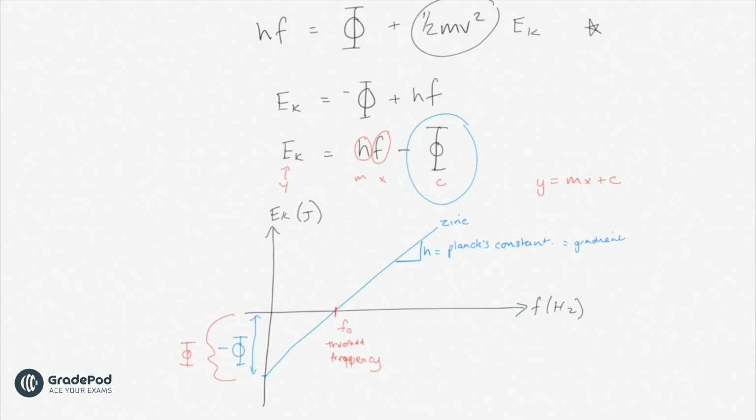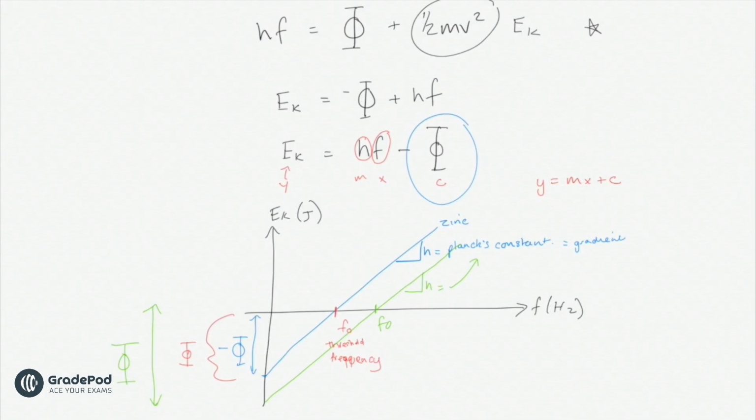Now, if you were to take a different metal, like magnesium, you'd find a line that looked a bit like this. It still has the same gradient because the gradient is equal to Planck's constant, and that has to stay the same, so the slope will be the same, but your threshold frequency might be slightly different, and your work function, you might need more energy to release the electron.